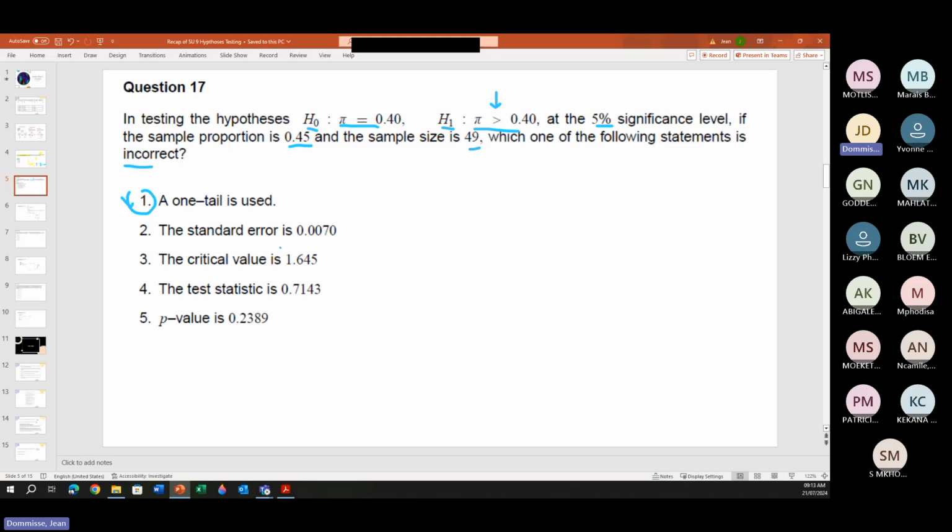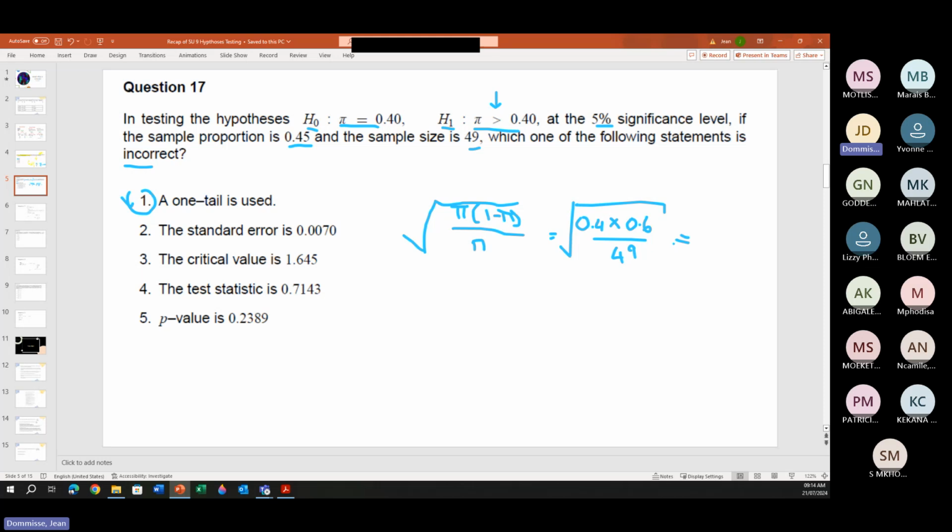Then they ask us the standard error. I think this is one that we saw in the week as well. They love asking the standard error question, because sometimes it's easier to just work out what your critical value will be. So let's quickly see. It's 0.4 times 0.6 divided by, what is the sample, 49, and the square root of that. So let's quickly check what that answer is.